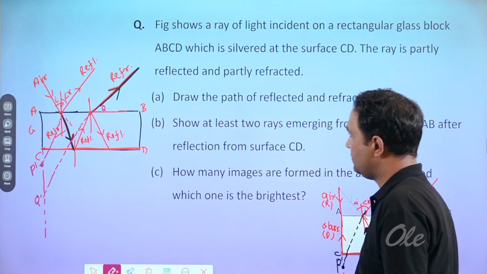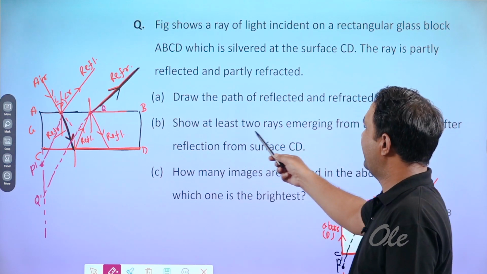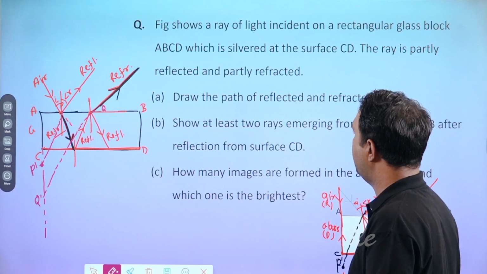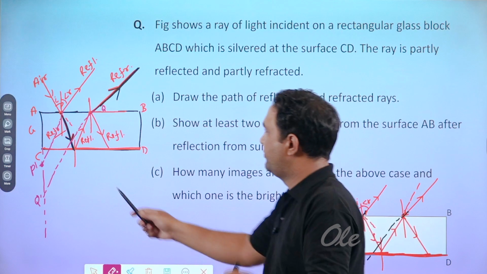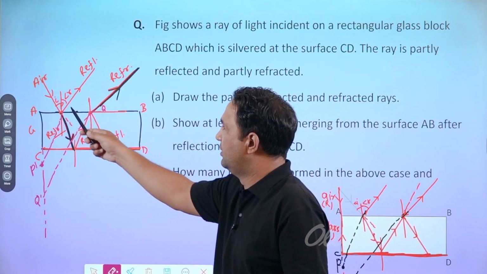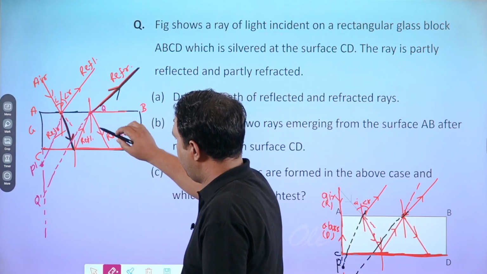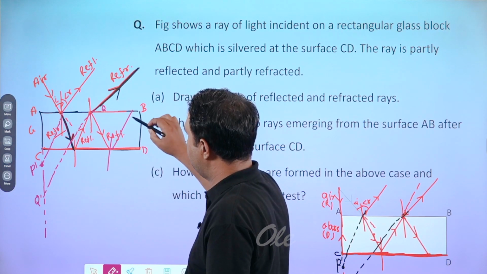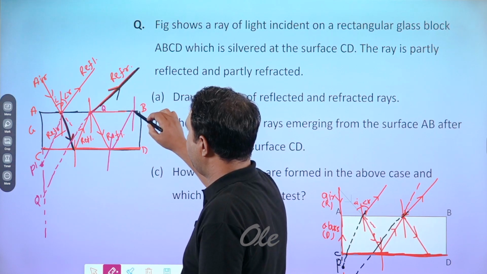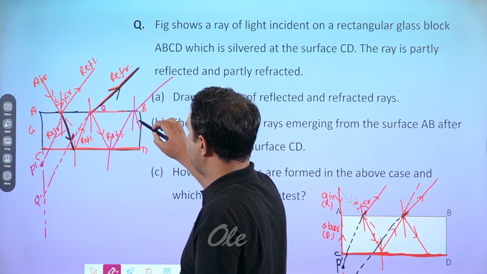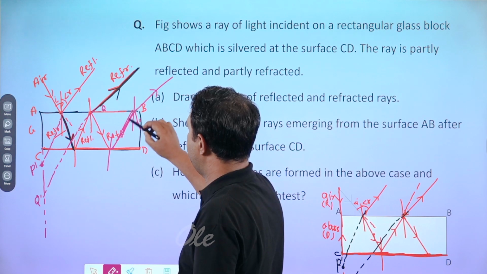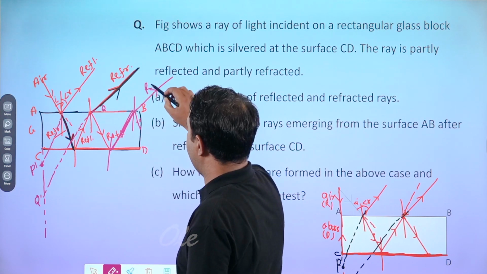Right? The next part is: draw at least two rays emerging from the surface AB after reflection from surface CD. So I have shown you two rays from here. Let me make one more ray as it is striking here, the reflected ray. Again it will be reflected at this point. Most of this ray will be refracted and some part of this will be reflected, right? So this is again a refracted ray, again reflected, and this is again a refracted ray.